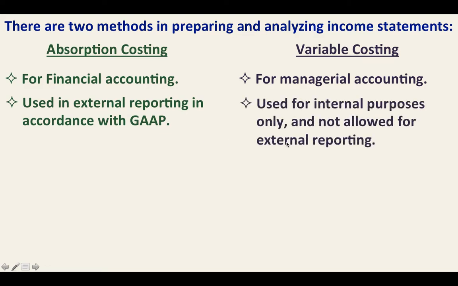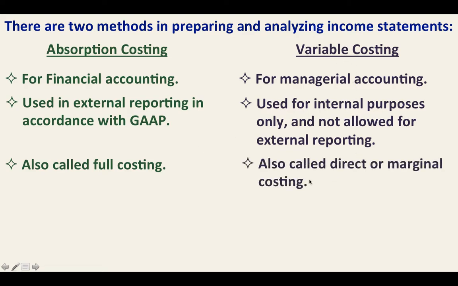Whereas variable costing is used for internal purposes only and is not allowed for external reporting. Kaya for internal analysis lang itong variable costing. Variable costing is not allowed for external reporting. Next, absorption costing is also called full costing. Variable costing is also called direct or marginal costing. Okay? Direct or marginal costing.